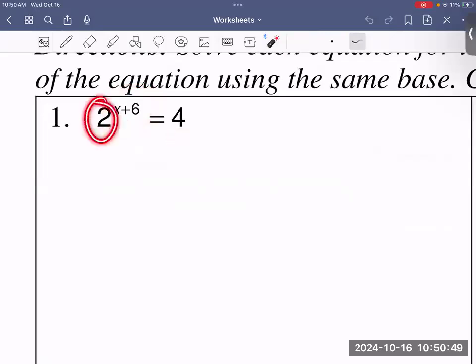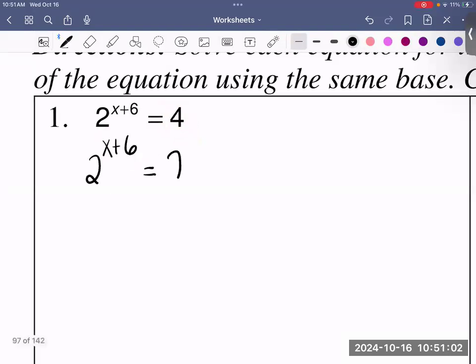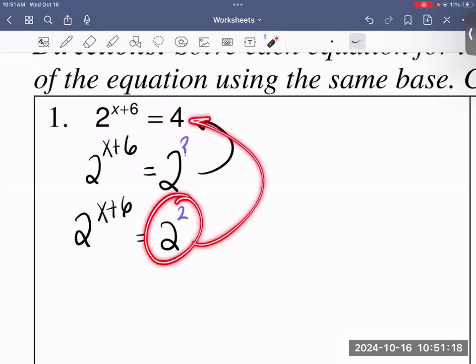So in order to do so, taking a look at this 4, can this 4 be made into a base of 2? Now, what I mean by that is if we have 2 to the x plus 6 is equal to, instead of saying 4, we could say 2 to the what power is then equal to 4? Well, 2 to the 2 is equal to 4. That is just another way to say that this is actually going to be 4.